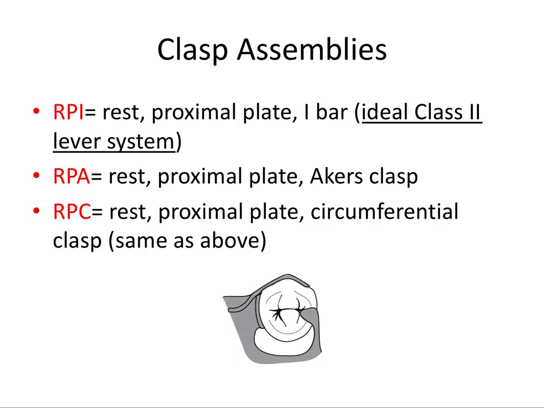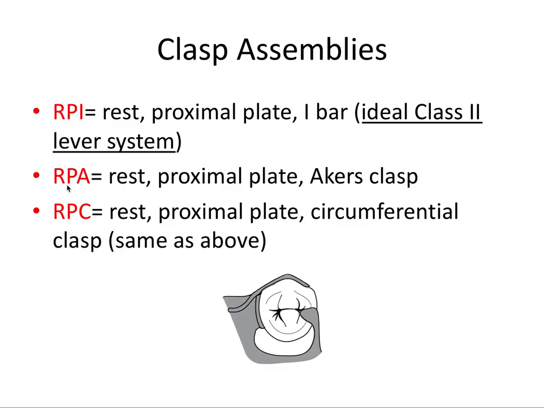So the class 2 lever system is basically attained by having the rest be on the mesial side of the tooth rather than the distal side. But that's kind of beyond the scope of this video, and the board exam for that matter. So maybe just know that this offers an ideal class 2 lever system. And that's because, again, the rest is on the mesial side rather than the distal side here.